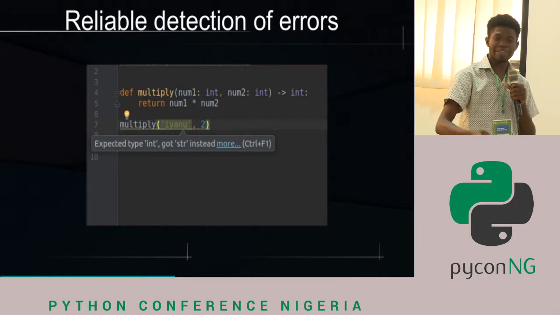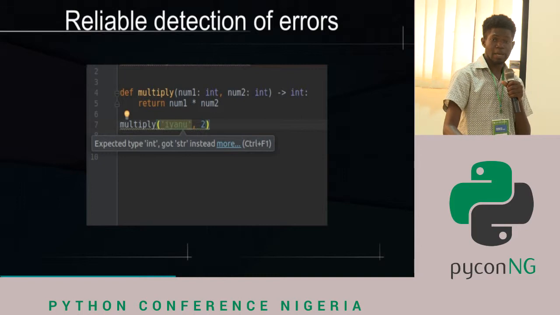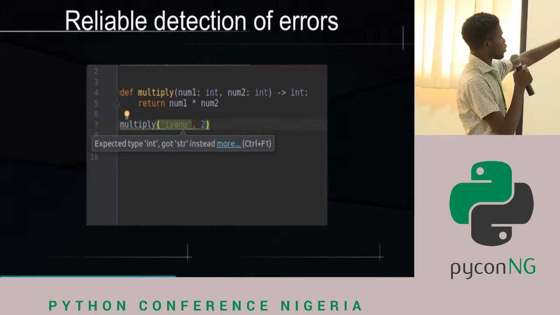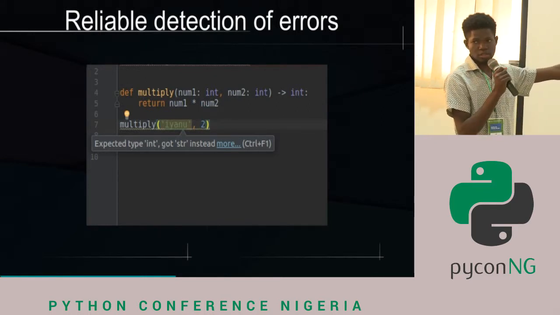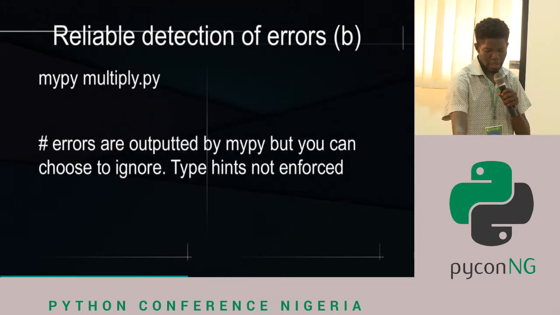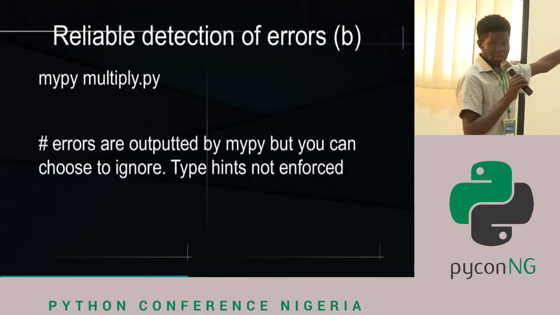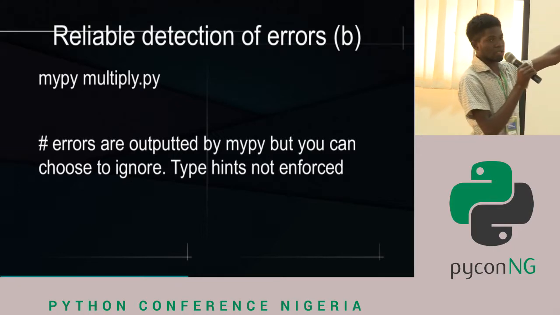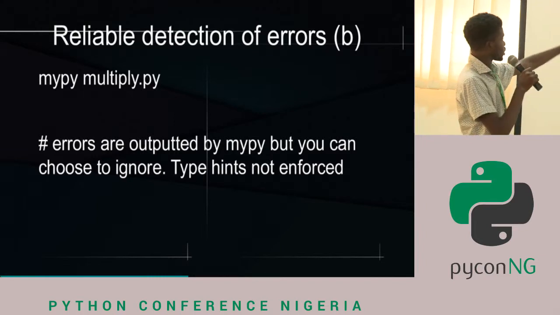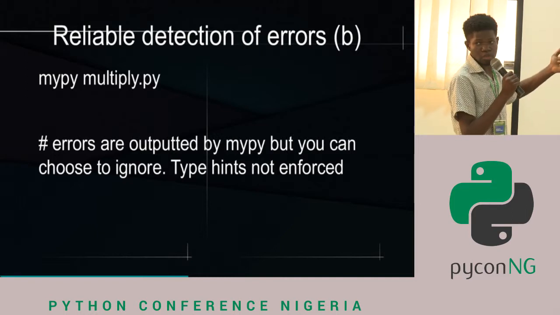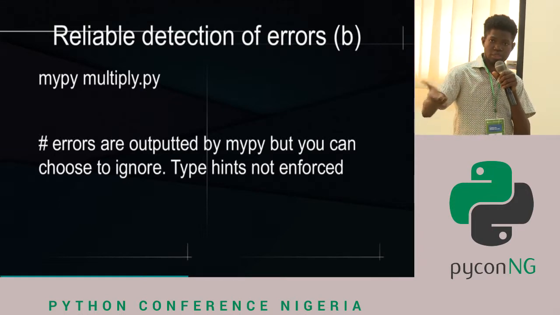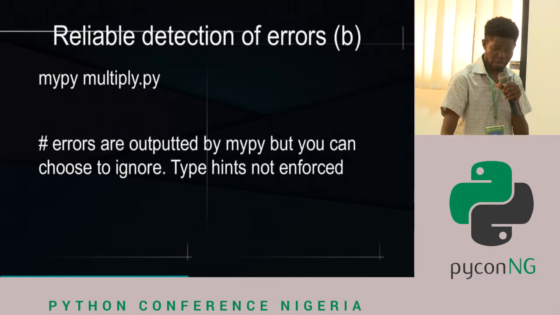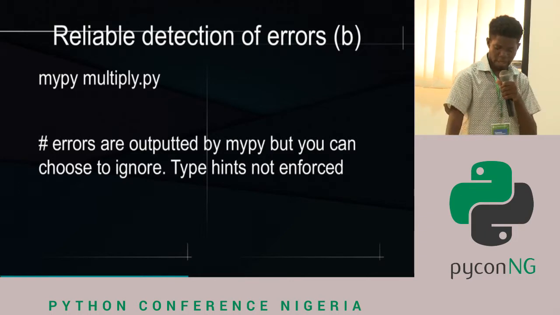I also mentioned reliable detection of errors. If you're using an IDE such as Python, it provides inbuilt tools for type checking. So now if I want to pass Iyanuoluwa, which is a string, Python detects: expected type integer, got string. Another tool you can use is mypy. You install mypy, then you just run mypy multiply on your command line, where multiply is the name of the file, and it shows the errors. Of course, typing is not enforced. The way to make it enforced is probably to add it to your continuous integration workflow, so that before the code is approved or the PR is accepted, it shows the error and you have to fix it.